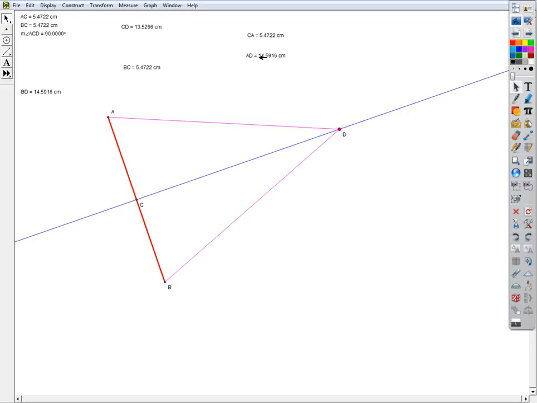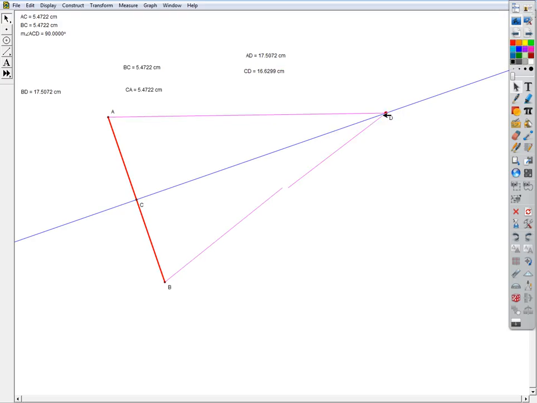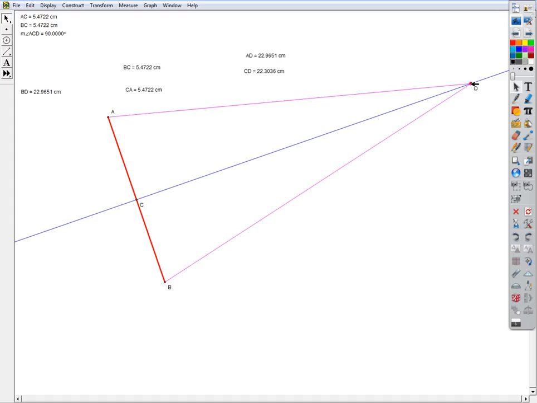Let's compare CD to AD. And they seem to be changing, don't they? If I go really far away, they start to look pretty close, don't they? Do you think that CD is ever going to catch up to AD? It can't, can it? It never can, because think about this now.